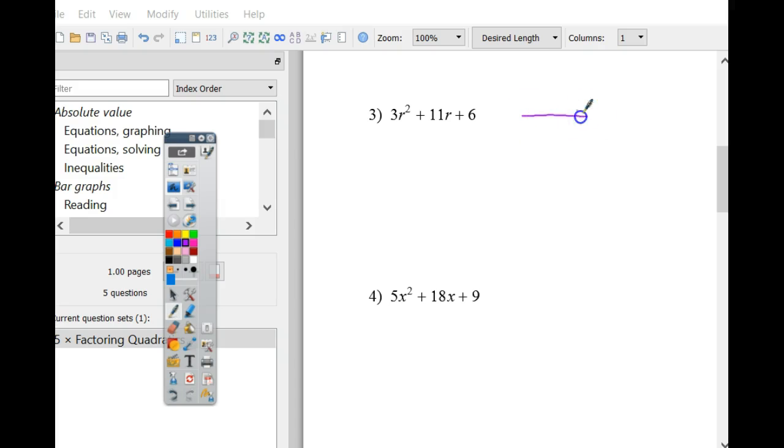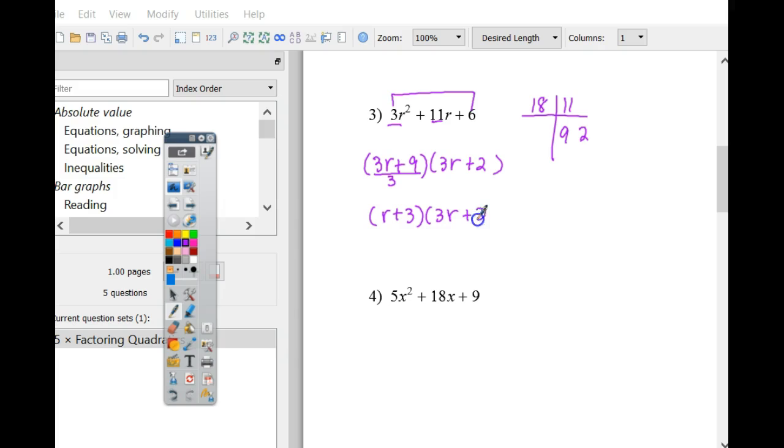So my next one, my a times c, 3 times 6 is 18, and my b is 11. So I want factors of 18 that will add to 11. So I want 9 and 2. They're both positive. So I'm going to write my 3r plus 9 and plus 2. Nothing reduces in the second one, but in the first one, I can reduce by 3. So I'm going to get r plus 3 times 3r plus 2, and that will be your answer.